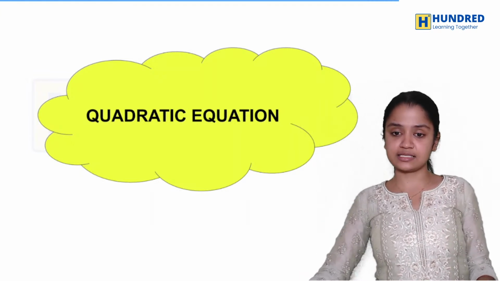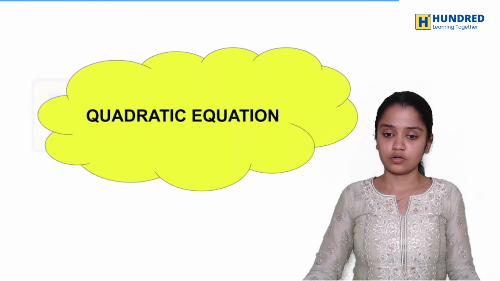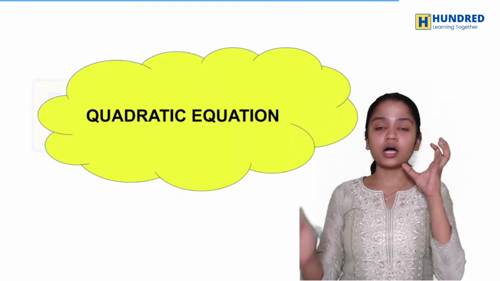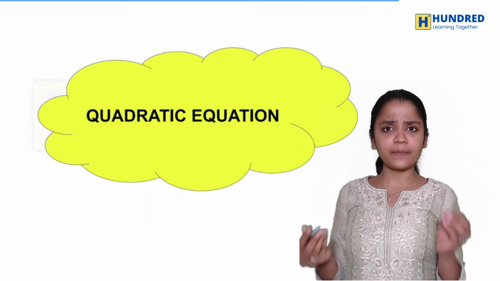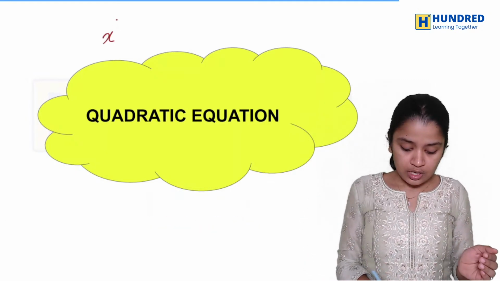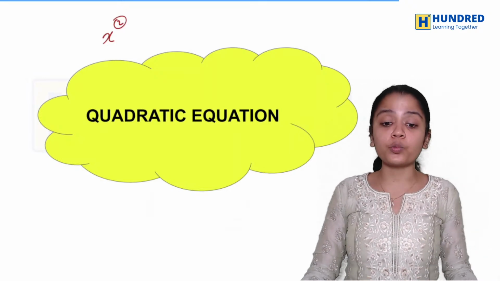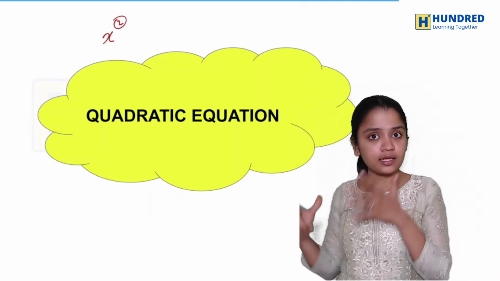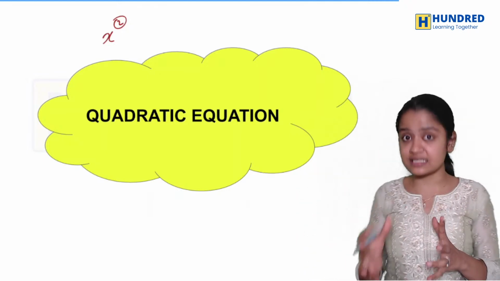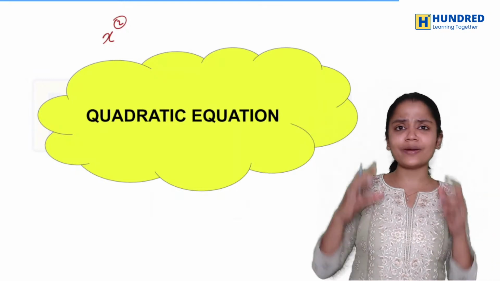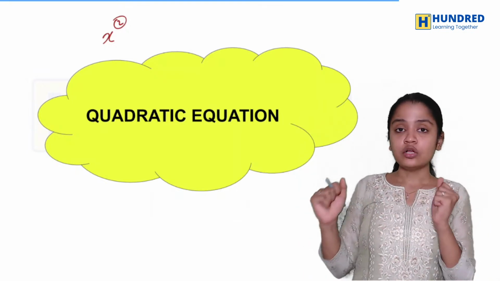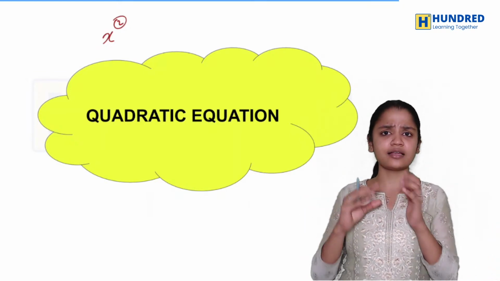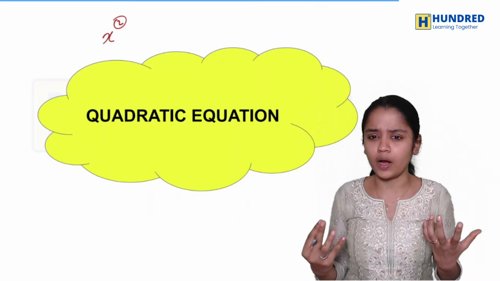Okay, let me tell you. Generally, a quadratic equation is one where the power of x should be 2. How do you define a quadratic equation? Any polynomial of degree 2, highest degree should be 2. That is a quadratic equation. You have learned methods in 10th standard for how to solve a quadratic equation, right?